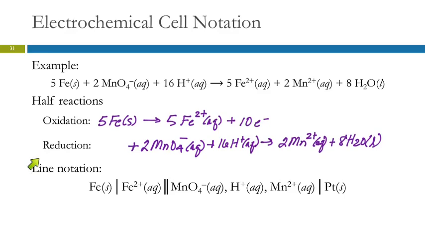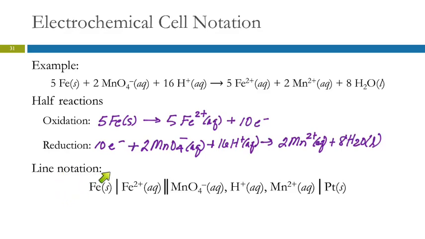So what's missing from my reduction? Electrons. So on the right side, 2 times 2 is 4, plus 4. And then over here, I've got plus 16 and minus 2, so that's plus 14. Plus 4, plus 14, so I need 10 electrons. It's not a coincidence that this is 10 electrons and that's 10 electrons. So this is our oxidation half reaction, this is our reduction half reaction.